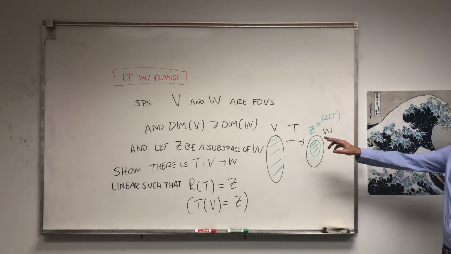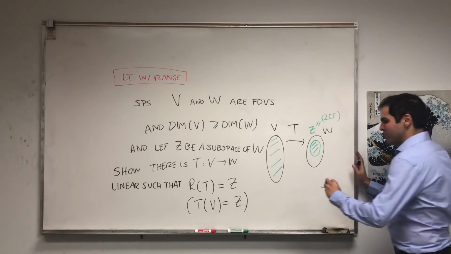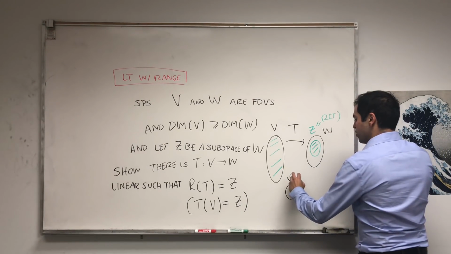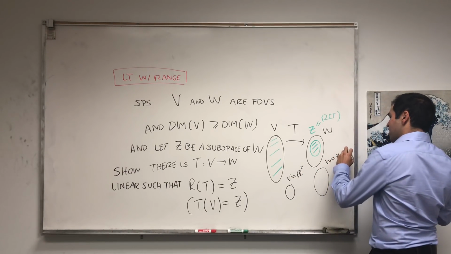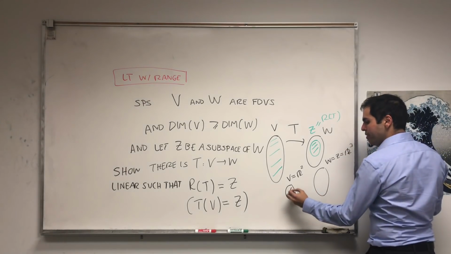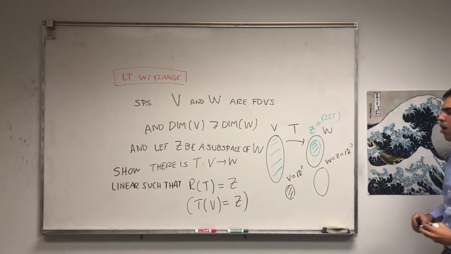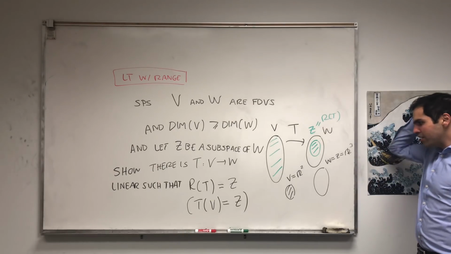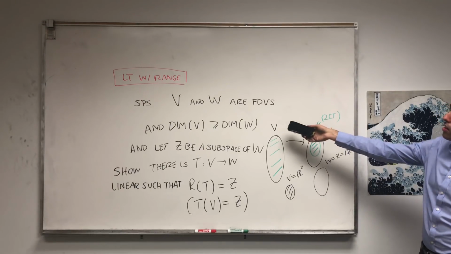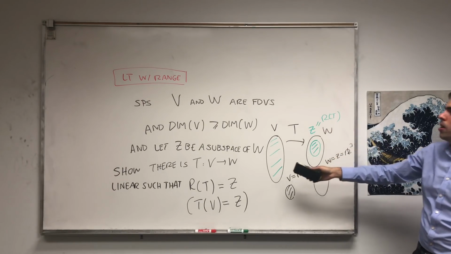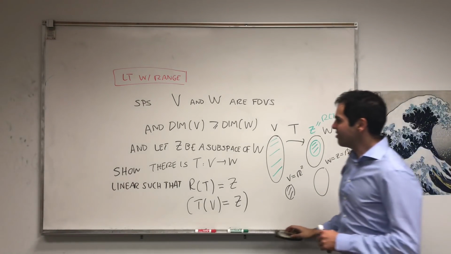And by the way, this would be wrong if V is smaller than W, because suppose V is R2 and W, which is Z, is R3, then it's impossible to find a linear transformation which takes R2 and puts it into all of R3. So that's a problem, and I think you just need that the dimension of V is bigger than the dimension of Z, but it's not what we worry about.